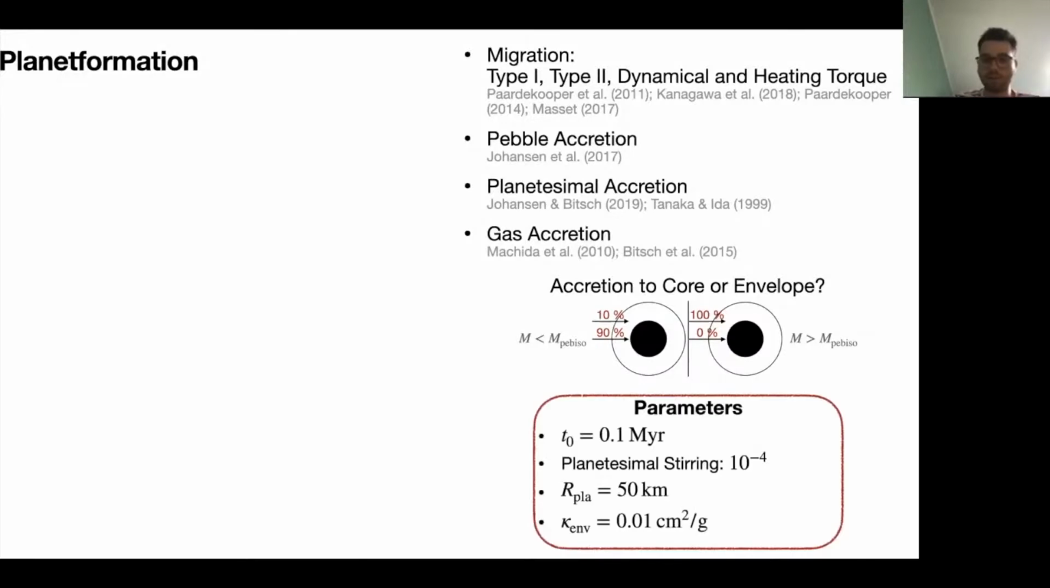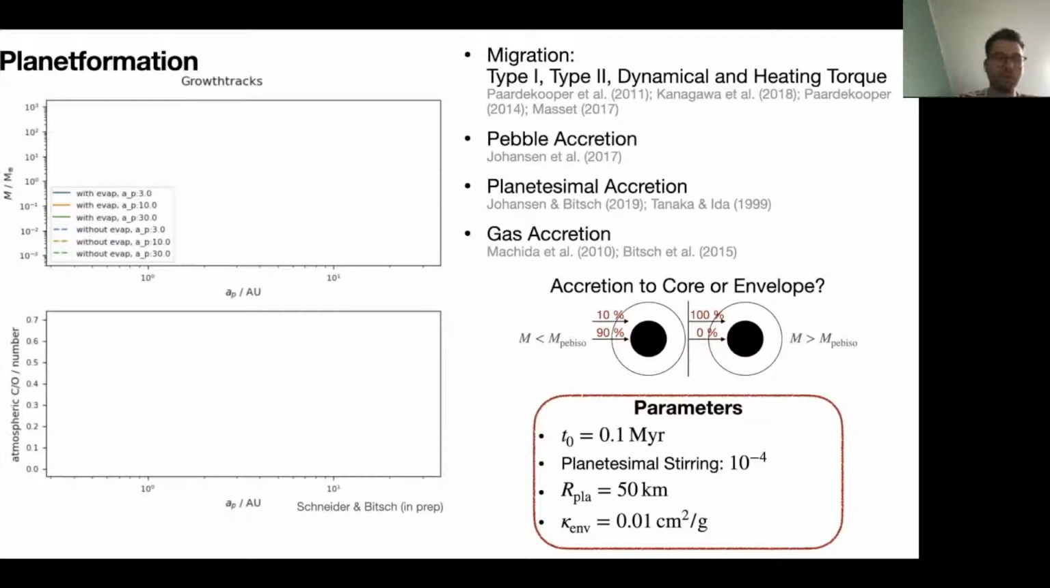So in case of parameters, we use planets that start at 100,000 years with a steering parameter of 10 to the power of -4, which basically sets the inclination of the planetesimal population. We use planetesimals with a radius of 50 kilometers and an envelope opacity of 0.01 centimeters squared per gram.